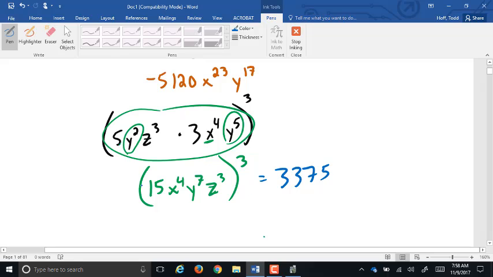3,375, that is 15 to the 3rd power. 15 times 15 times 15. X to the 4th to the power of 3, we do 4 times 3, x to the 12th. Y to the 7th to the power of 3 is y to the 21, and z to the 3rd to the 3rd, z to the 9th.